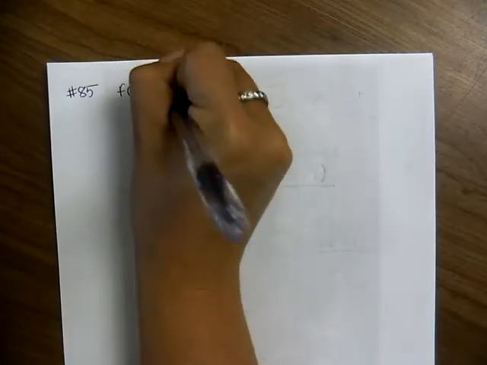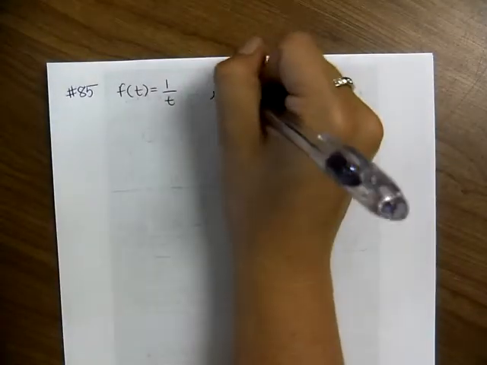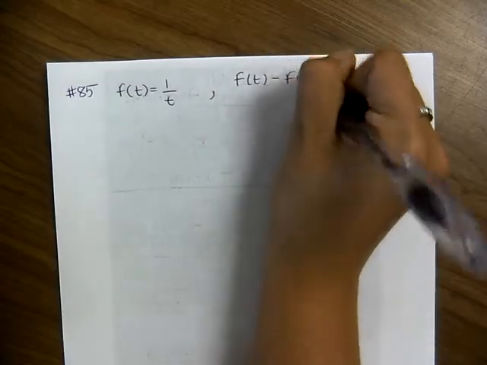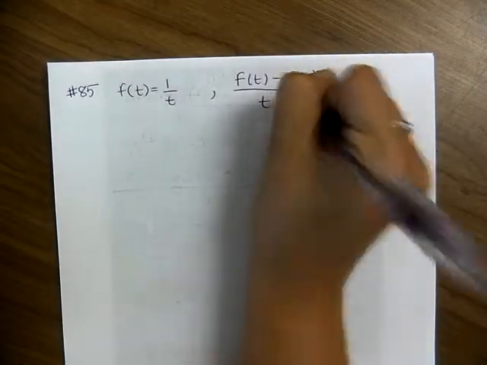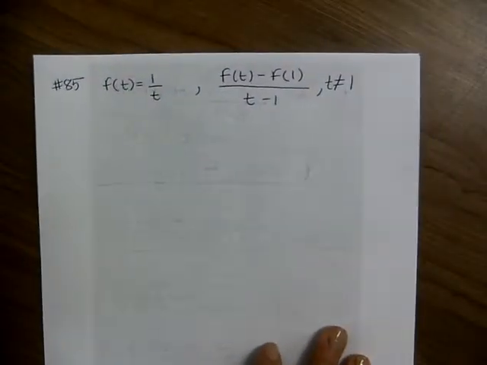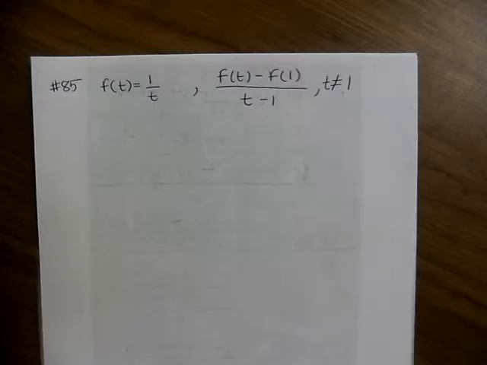Okay. So f of t equals 1 over t. And we're going to evaluate the difference quotient of f of t minus f of 1 over t minus 1, where t can equal 1. Notice this looks completely different from what we did. Talk to your partner. How do you plug this in? Treat it like a 3-step process. What are you going to do?